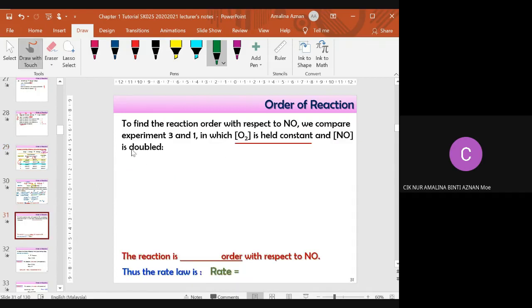So sama juga caranya. Rate untuk eksperimen 3 divided by rate untuk eksperimen 1. Kita compare dua set of data. So, tulis semula NO. Okay, so later you just substitute the value. And then kamu akan masukkan the value.